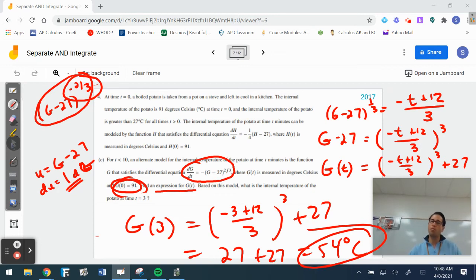long time ago, remember it was 43. 43 for part A we said was an underestimate, because the actual temperature is 54. I did use a different function though for that problem.